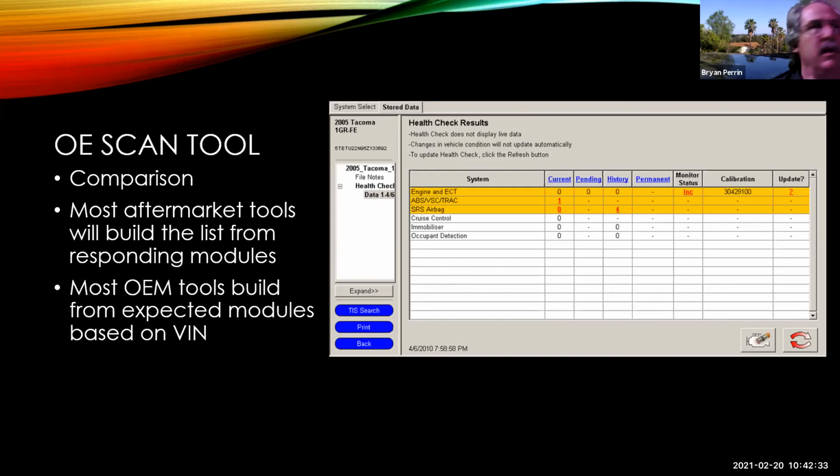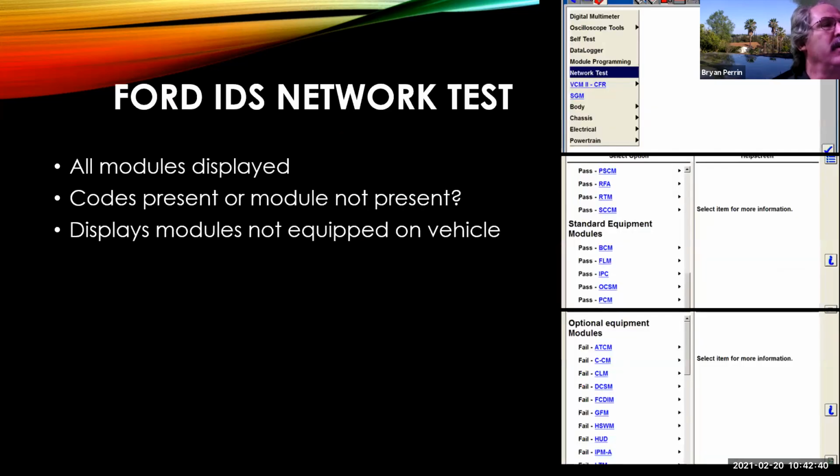So this is Toyota, not very many modules there, but it does tell me if they have codes. Here is Ford, and Ford is kind of neat. If you notice, we have the standard equipment modules. All of those should be there. And we have the optional equipment modules. Is this car supposed to have them or not? It says fail. Right. And it says fail because it's not there, but it's an optional module. Is it even supposed to have it? So it's just failing to communicate. It doesn't mean that anything's bad.